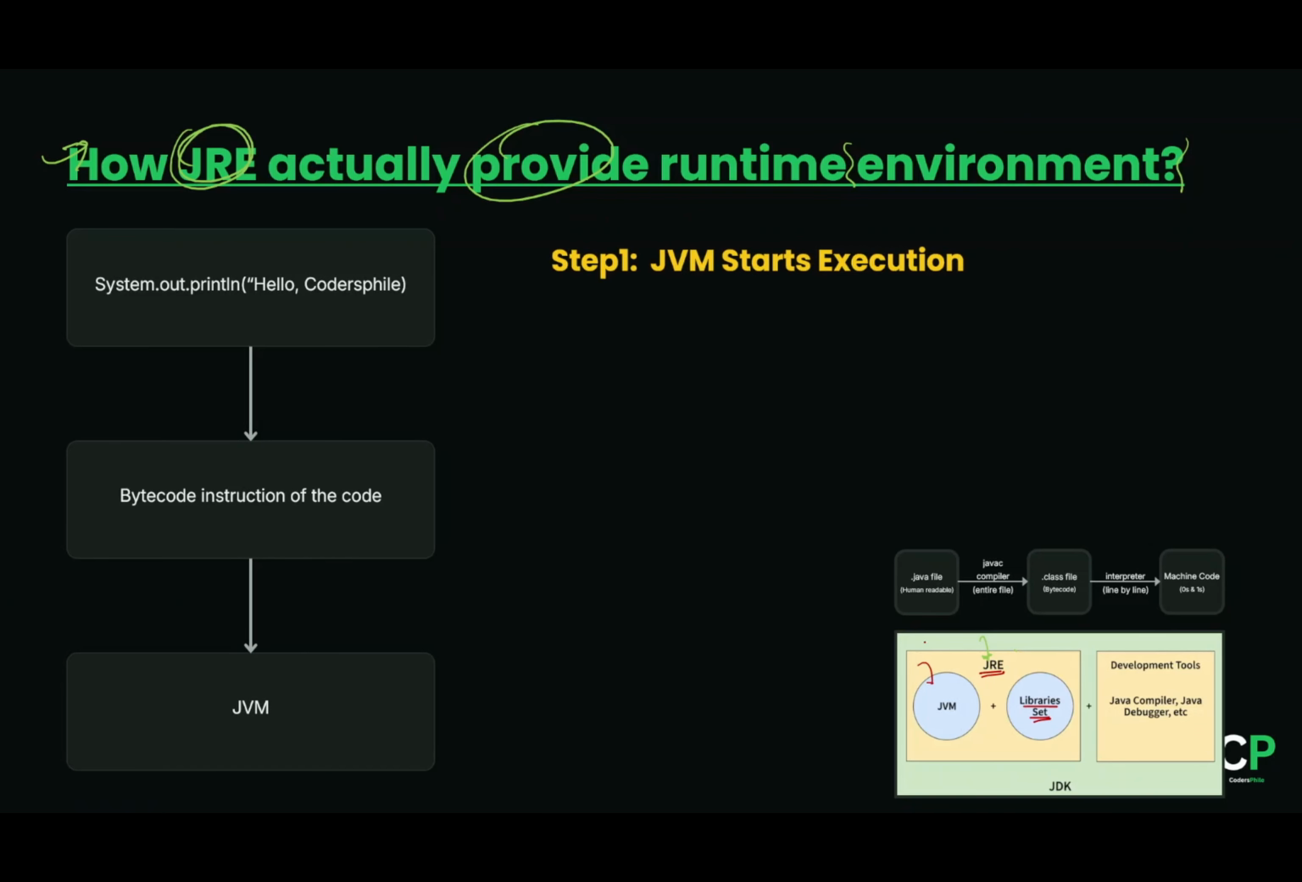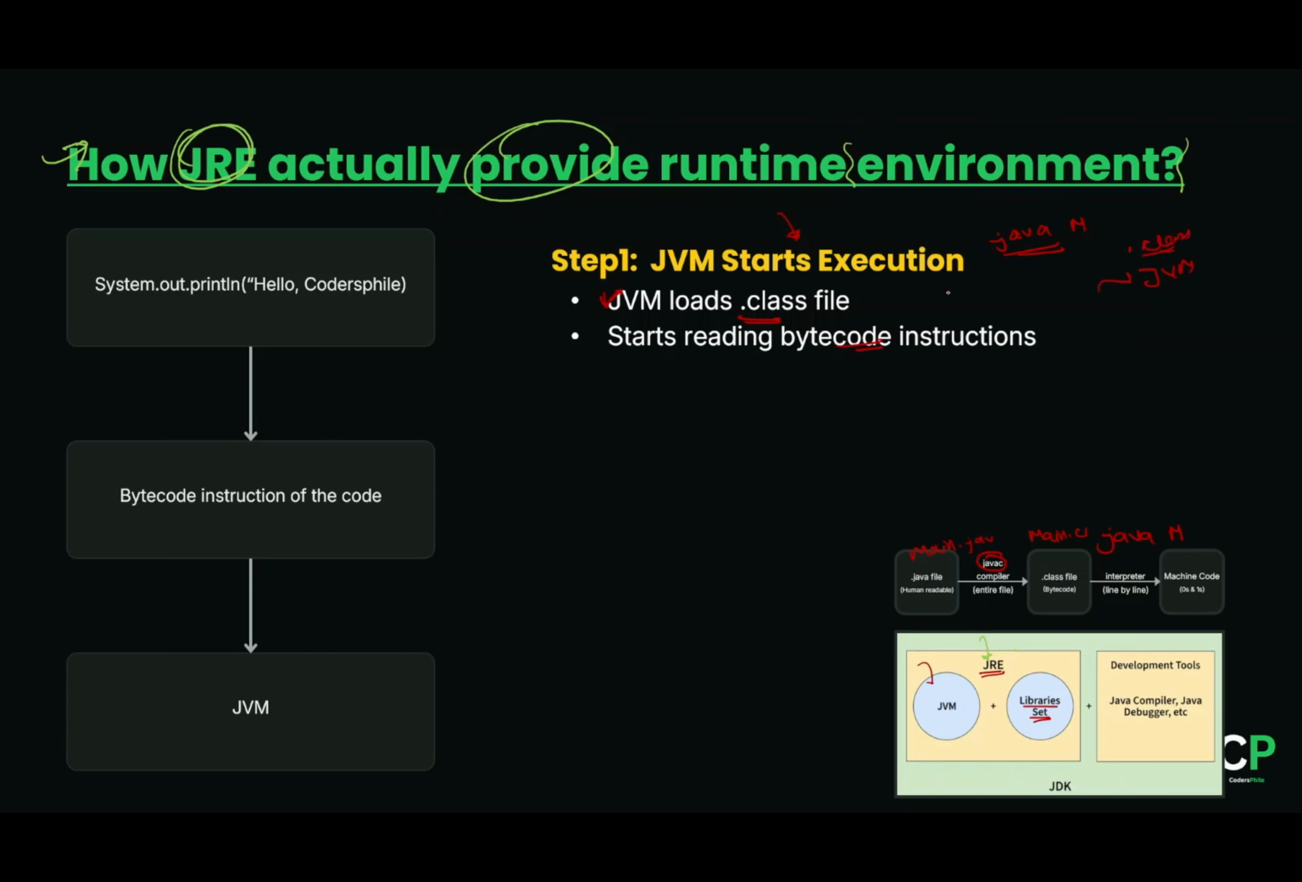So when we type java M, with the help of the javac compiler, we have compiled our Main.java file into the Main.class file. After compiling, when we type java M, what happens internally? Basically the JVM starts the execution and loads our .class file. The JVM loads our .class file and starts reading the bytecode instructions, because the .class file contains the bytecode instructions.